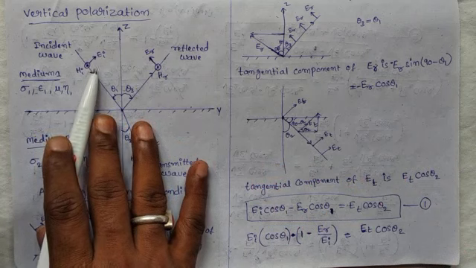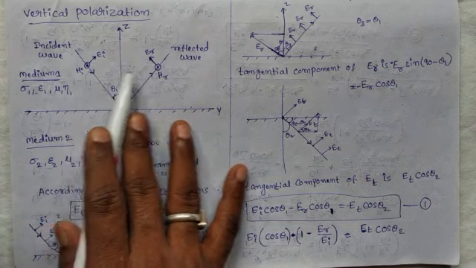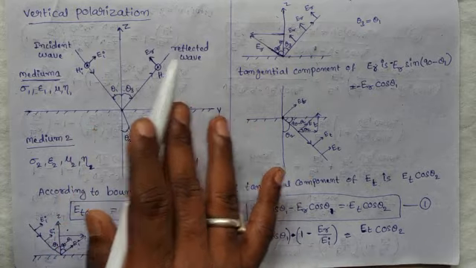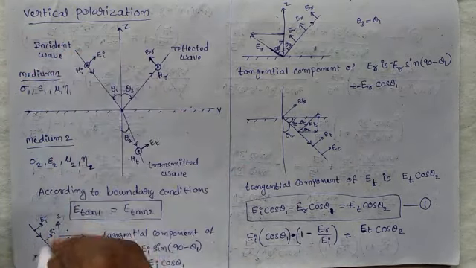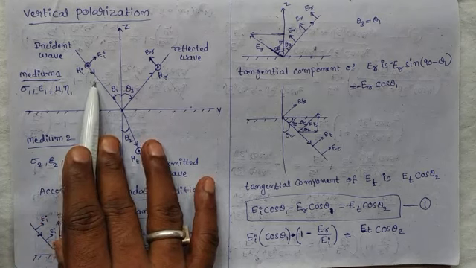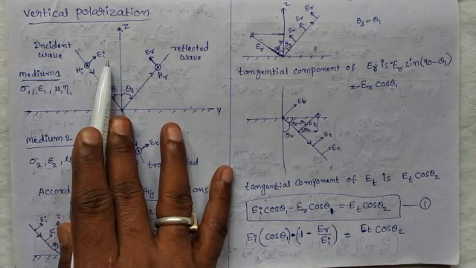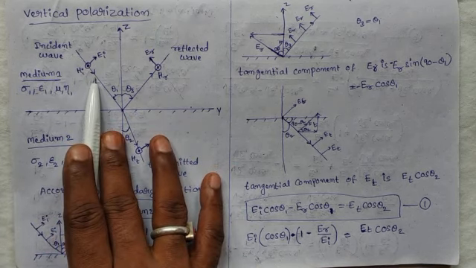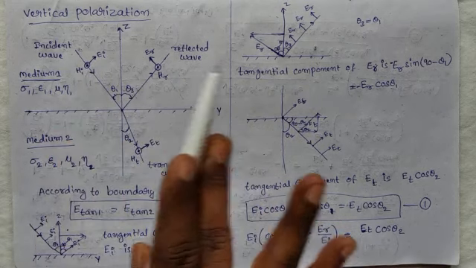For this polarization, the electric field intensity is parallel to the plane of incidence, and the magnetic field is perpendicular to the plane of incidence. The magnetic field is out of the page. Electric field, magnetic field, and direction of propagation for all three waves are perpendicular to each other.